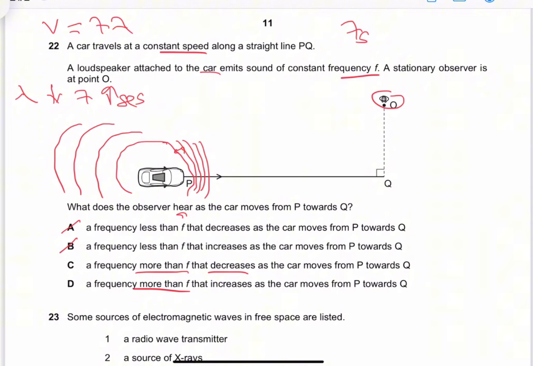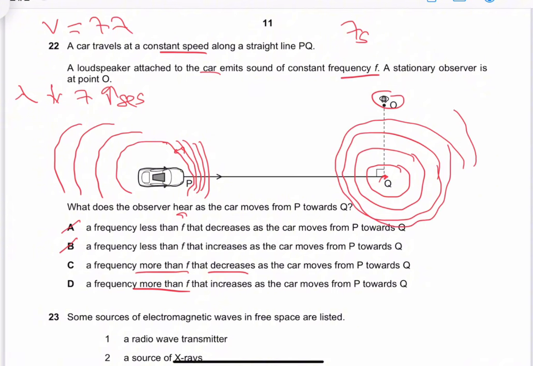Why is that? Well, this is very tricky. The way I looked at this is that if you are at this point Q, the observer and the source are directly in line with each other, meaning the waves are neither being squashed nor stretched. They will be emitted at the exact frequency F. So these waves will reach this observer as normally as they would. But as the car moves past Q, they start getting spread apart in that direction.